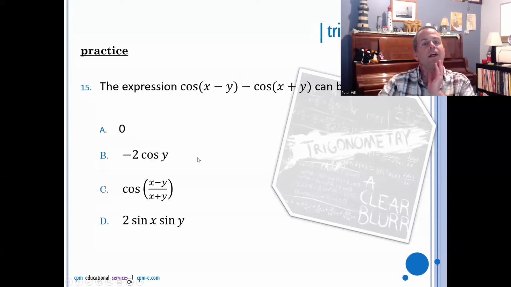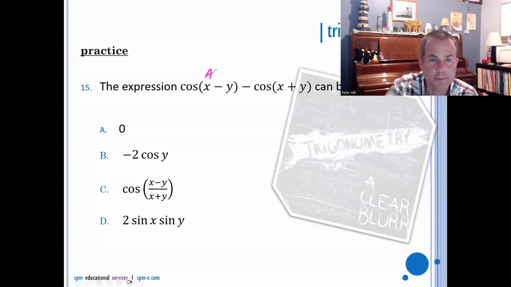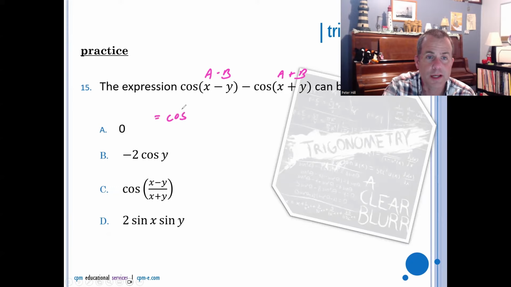All right. The expression cos x minus y minus cos x plus y can be simplified to what? Okay, so I've got essentially a cos of a minus b here, and I've got a cos of a plus b here. So I'm just going to go to my formula sheet. These are things on a formula sheet. I'm going to say, okay, cos of a minus b is cos of a cos of b plus sine of a sine of b.